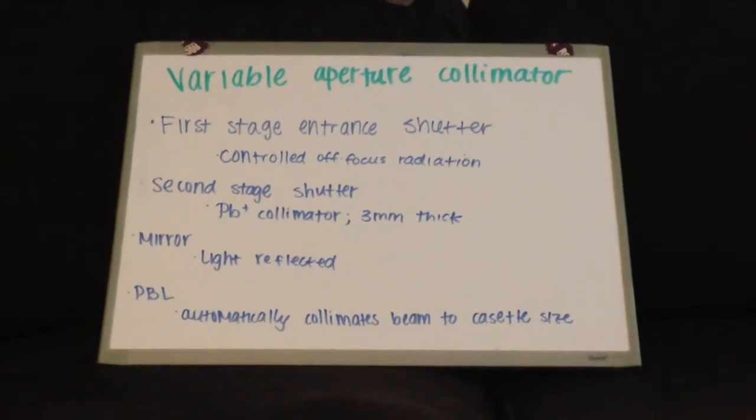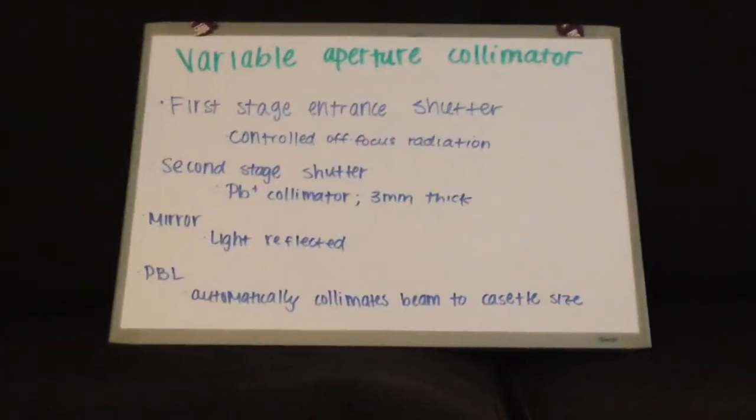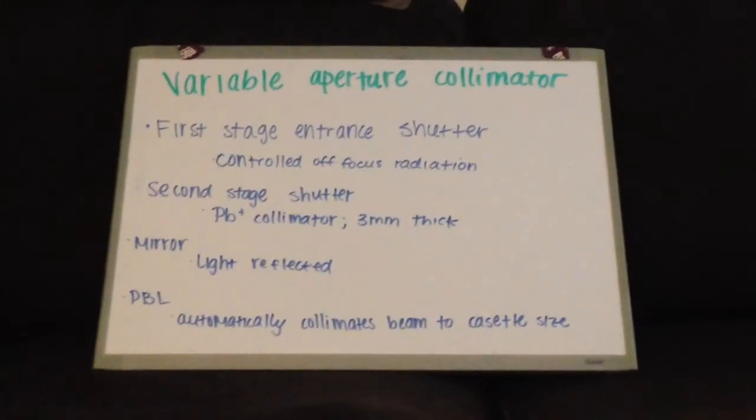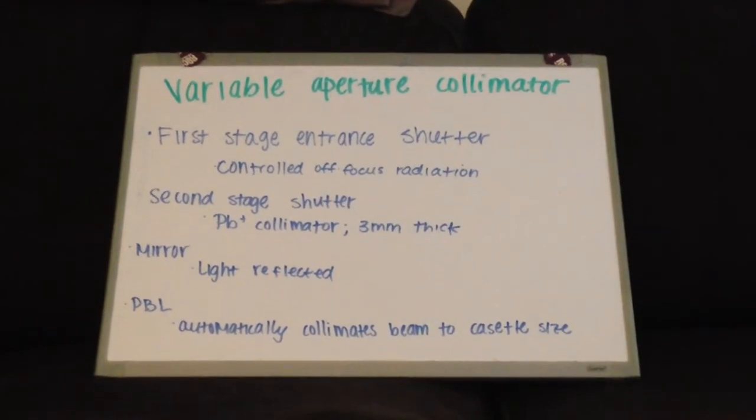The mirror allows for light to be reflected off of it to project coverage of the X-ray beam. The PBL automatically collimates the beam to the size of the cassette. However, it is possible to override the PBL by reducing the beam to a field smaller than cassette size.